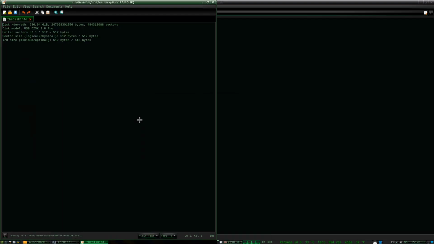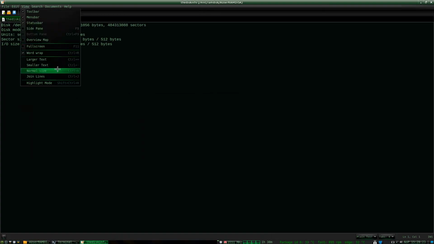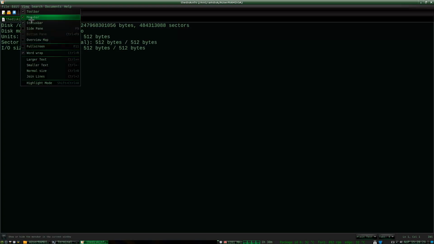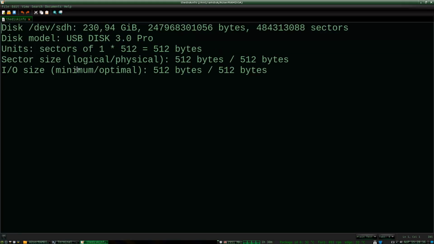I ran fdisk -l and got this as a result for the USB stick. Let me zoom in, if the stupid mouse would work. Can I zoom in from here? Where's the key? Control, there, right. So I got this as a result.